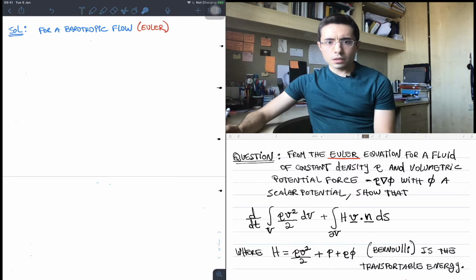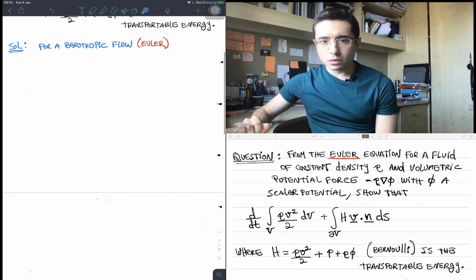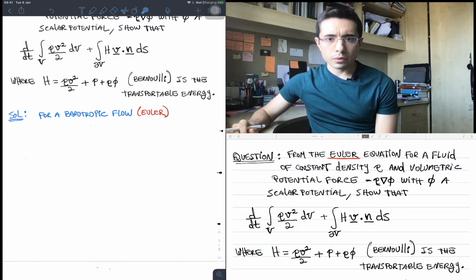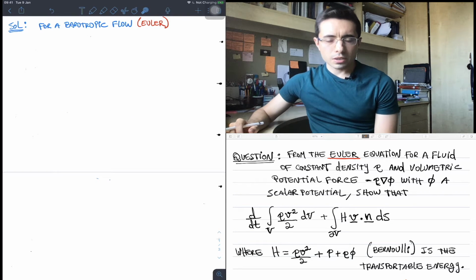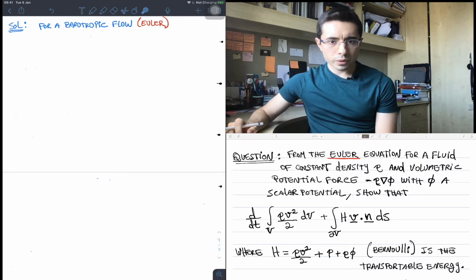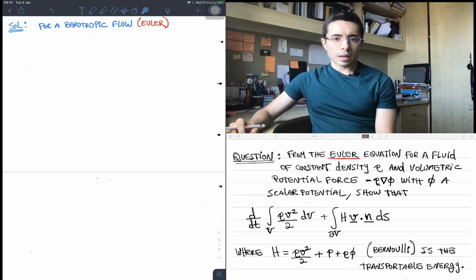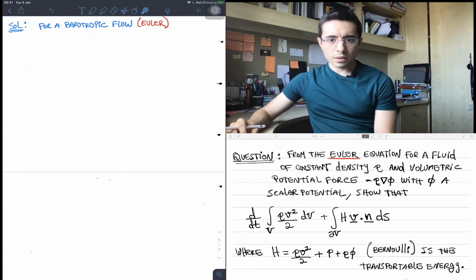Hi, this question here is about Euler's equation for the fluid or an element of a fluid. Starting from the Euler equation for a fluid of constant density ρ and with a volumetric external force, potential force given by minus ρ times the gradient of phi, where phi is a scalar potential.